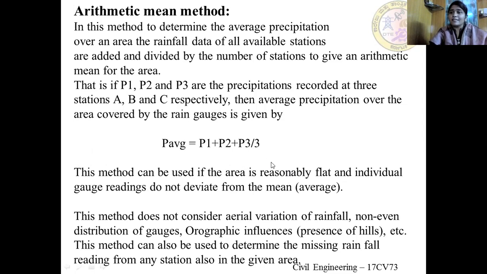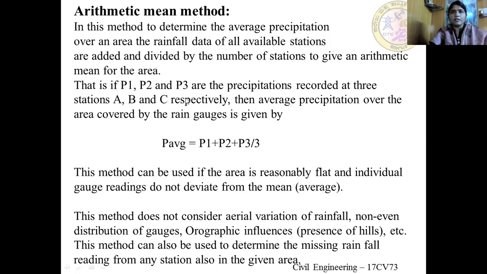Okay, so what is this method? In this method, to determine the average precipitation over an area, the rainfall data of all the available stations are added and divided by the number of stations to give an arithmetic mean for the area. So it's a simple method to estimate the average precipitation.